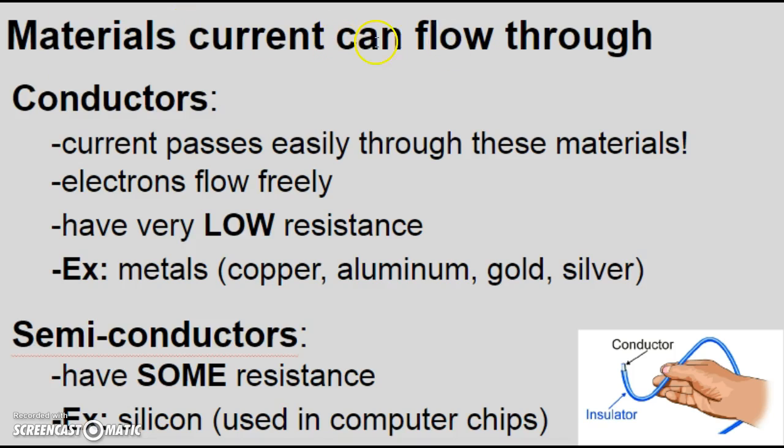So different materials allow current to flow through them. So conductors, current passes easily through these materials. Electrons flow freely. They have very low resistance. And metals are very good conductors. Copper, aluminum, gold, silver. These are what we essentially create our wires out of. Semiconductors have some resistance. Example, silicon. These are used in computer chips. We'll come back to this picture here in just a moment.